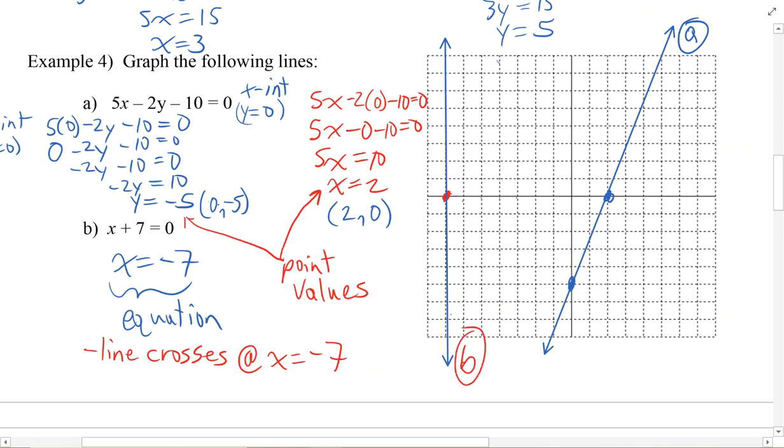Okay. You guys understand the difference there when you're finding intercept point values versus when you have an equation? Okay. It's kind of important to see. Questions, comments, concerns?